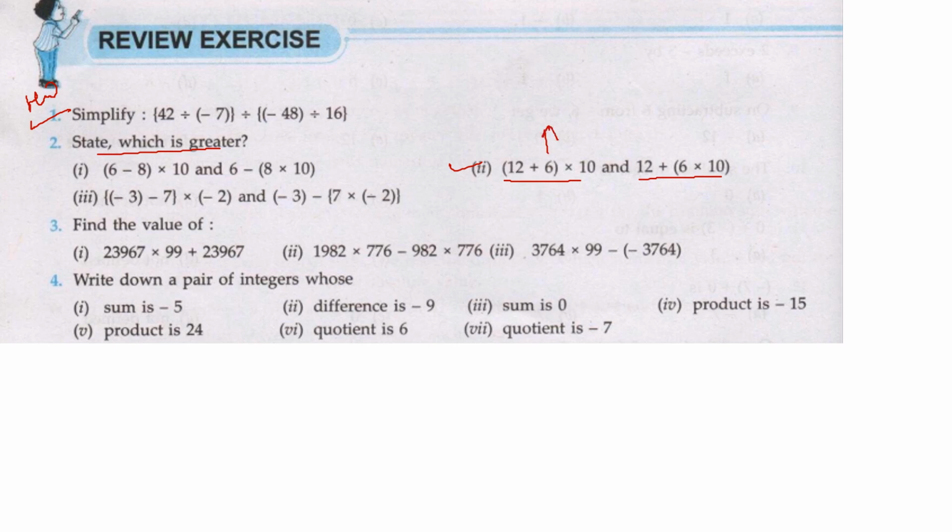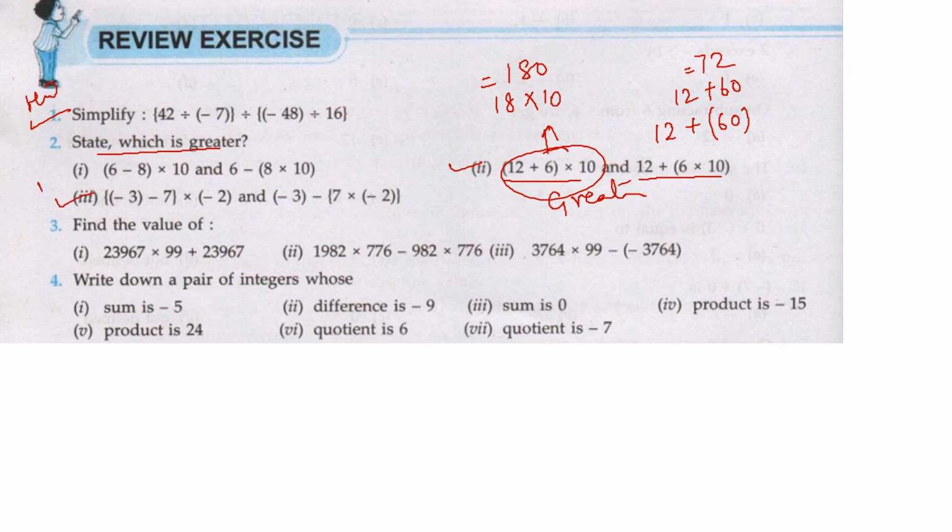So let us check. 12 plus 6 is 18. 18 into 10 is how much? 18 into 10 is 180. And 12 plus 6 into 10 is what? 60. And 12 plus 60 is 72. So which one is greater? This one is greater. Okay. So this is explained to you.